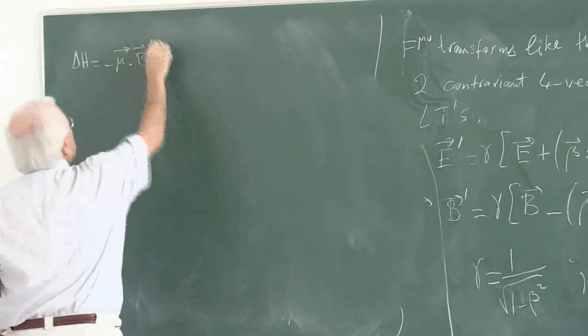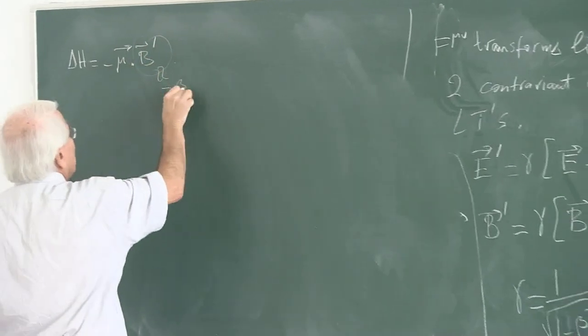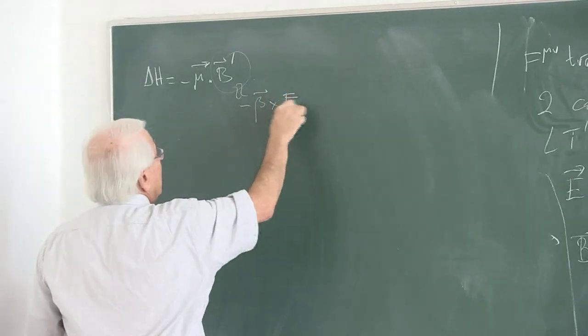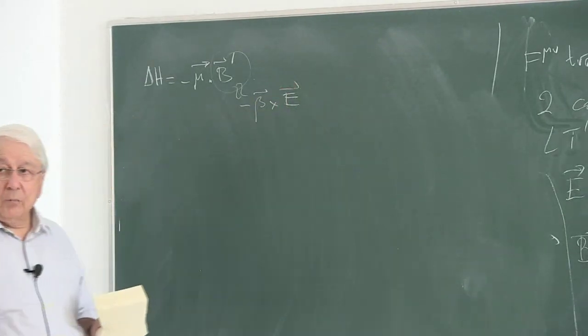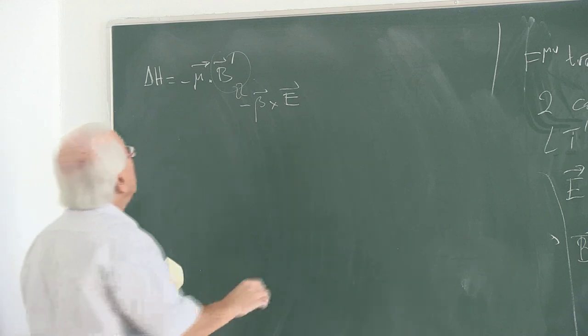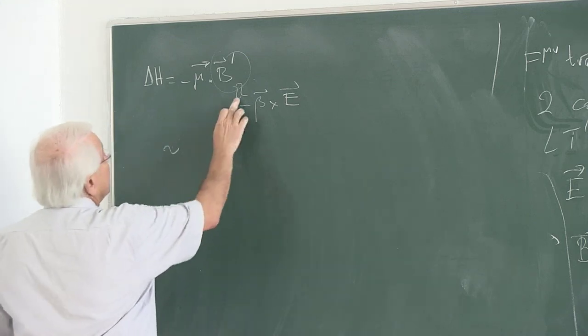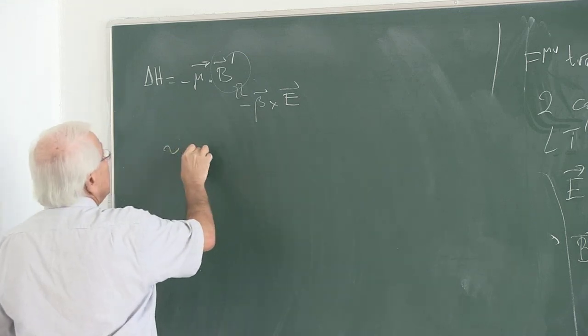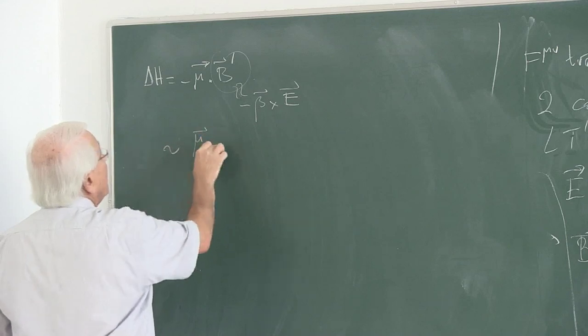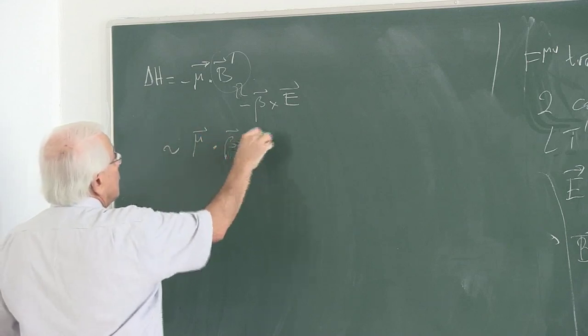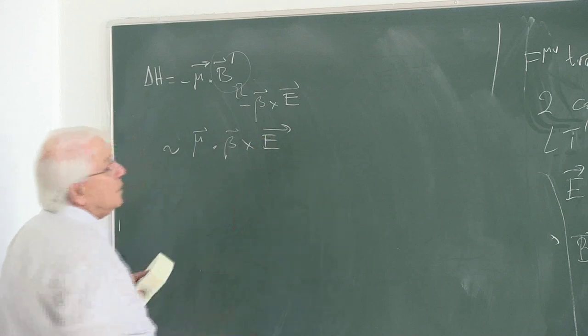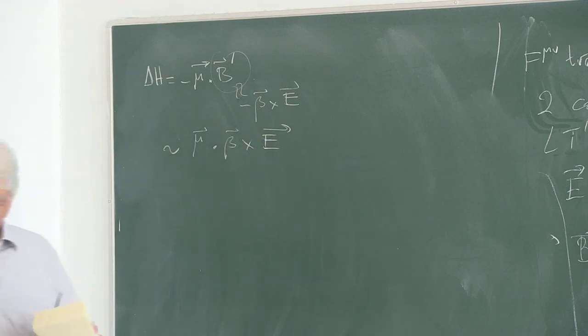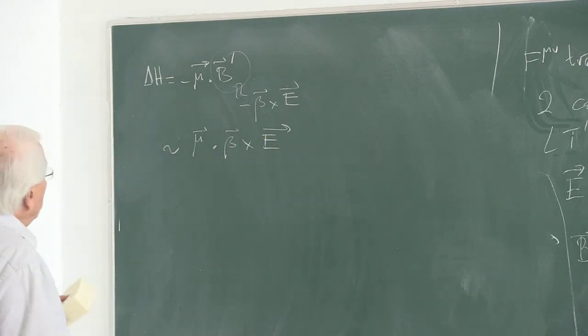So I replaced it with this approximate expression, minus beta cross E. Now E is the Coulomb field, there's no problem about that, the original Coulomb. So this is an approximation, therefore mu dotted into beta cross E. Beta is v over c. And what about the mu?